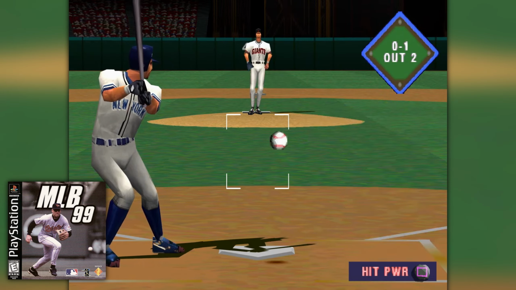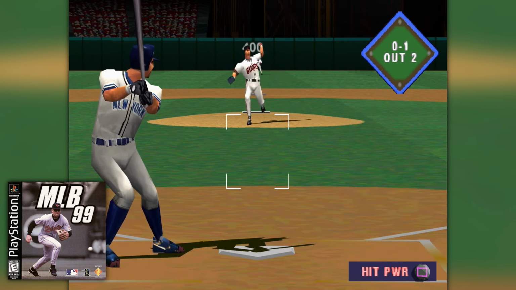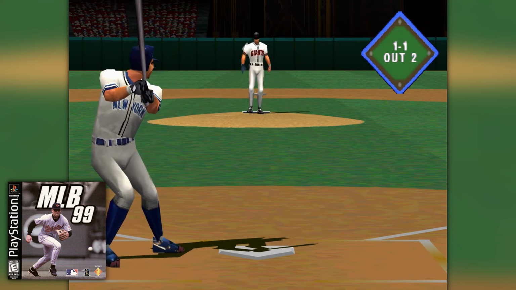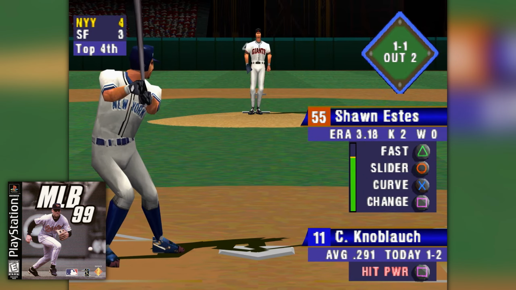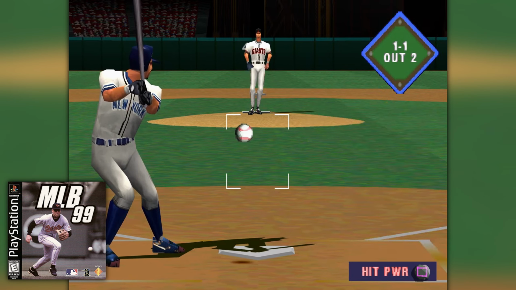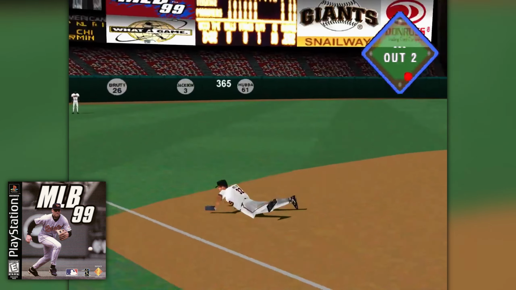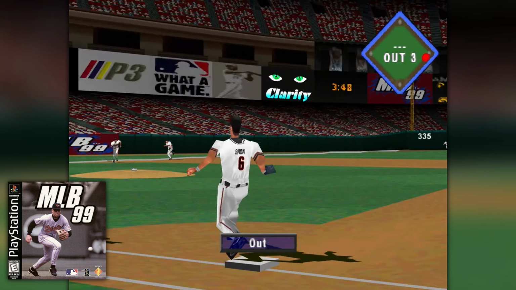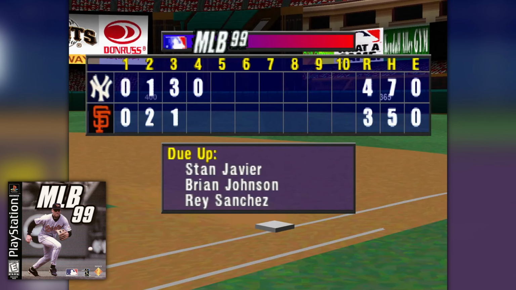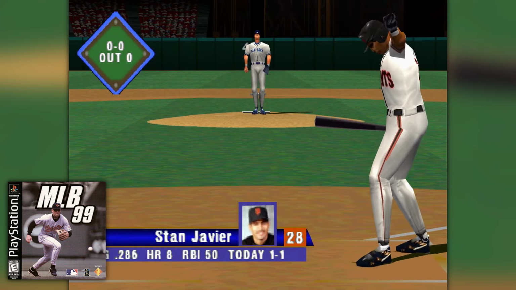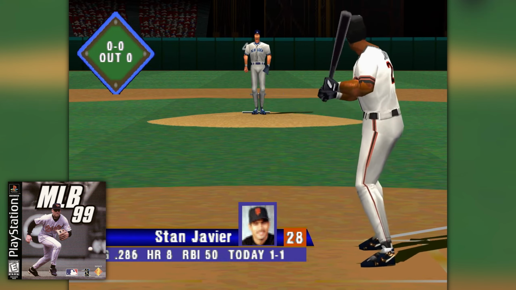MLB 99 took this mechanical foundation even further by introducing proper support for the DualShock analog controller. Instead of relying on rigid digital directional inputs that made your player run in jagged 90-degree angles, you could gently guide your fielder into position with analog precision. Beyond the math of the physics engine, this specific era established the atmospheric identity that would define the entire series.